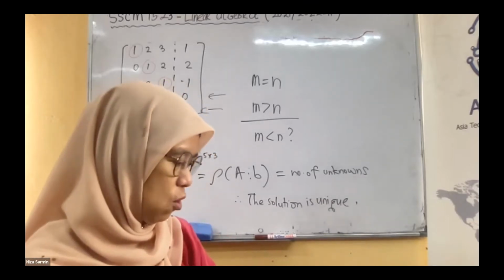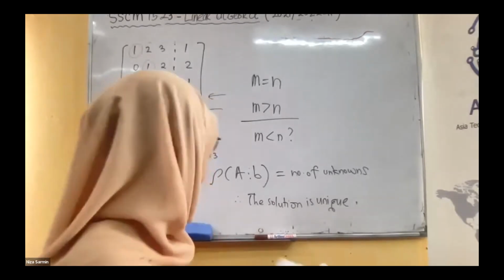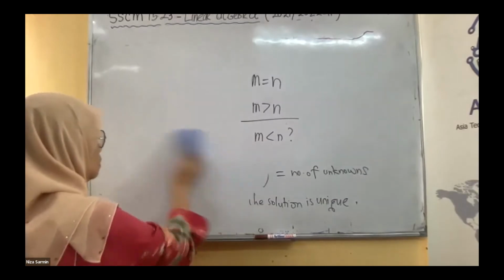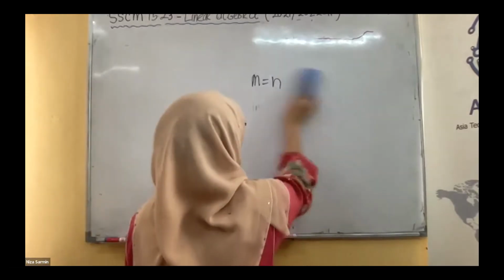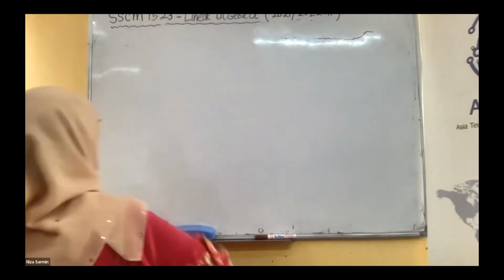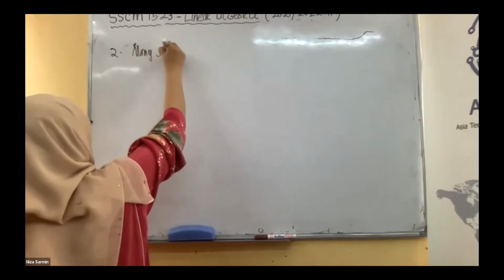Okay, let's move on to the second one, which is many solution. Many solution. That is all for unique solution. Second one is many solution.